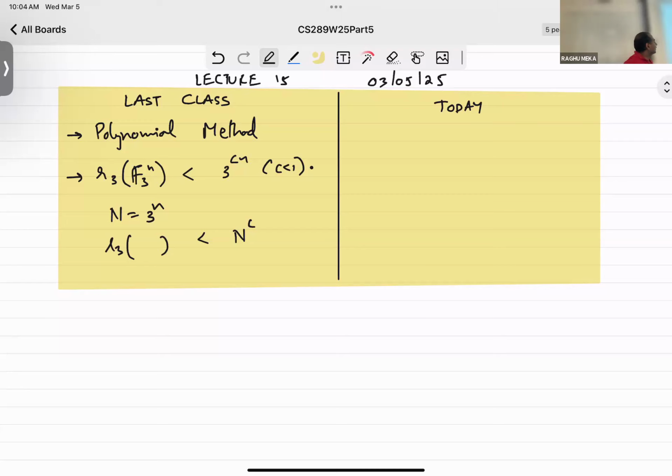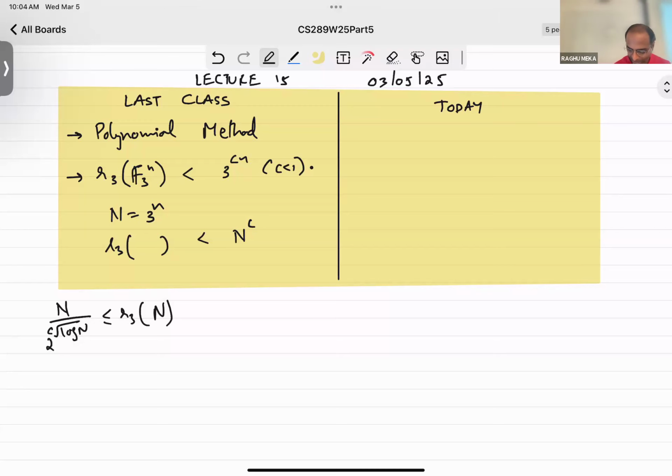But over the integers, on the other hand, we know that this is at least n over 2 to the root log n. Okay, so there is a substantial gap. Here, the exponent can never be better than 1, but here we already know it's like 0.7-something. Okay.